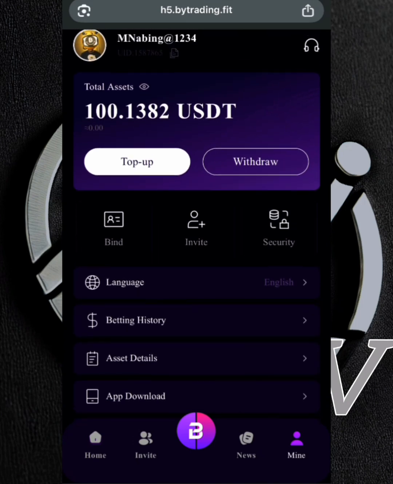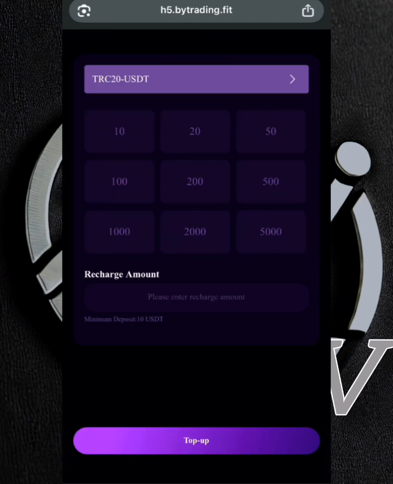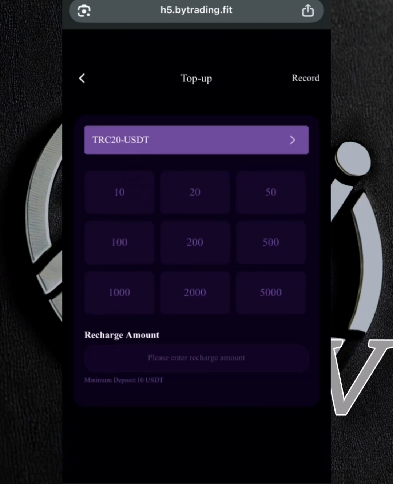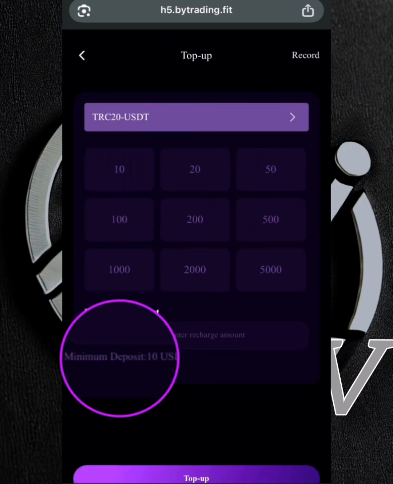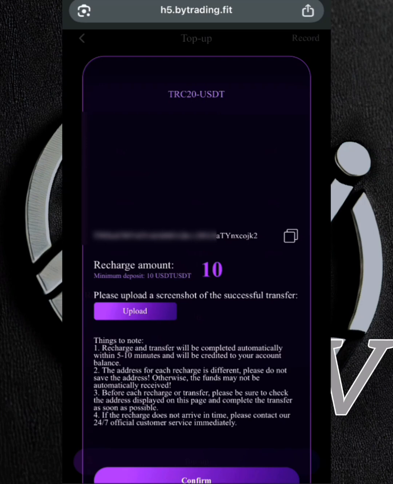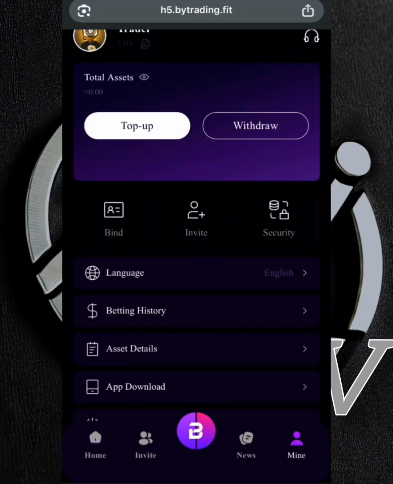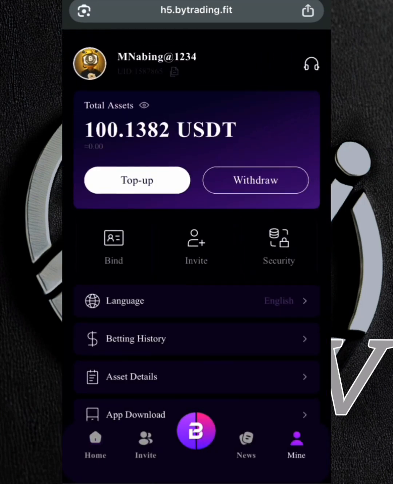If you want to fund your account, you click on the top up button right here, and then you can fund using the TRC20 network. Say you want to fund about 10 USDT, which is the minimum deposit. Click on the top up button right here. Afterwards, the wallet address, which is the TRC20 network, will be displayed to you. You copy it and send the exact amount you want to deposit to it. Once you are done funding your account, it will appear right here in total asset.